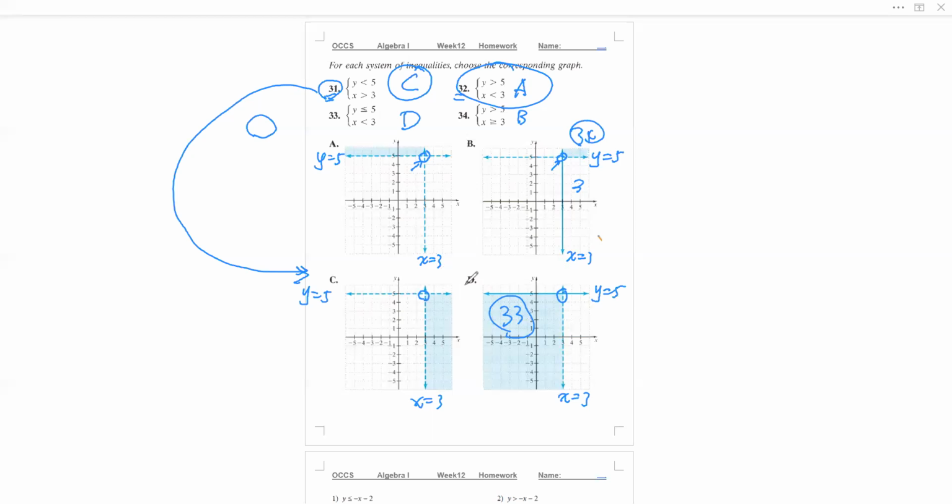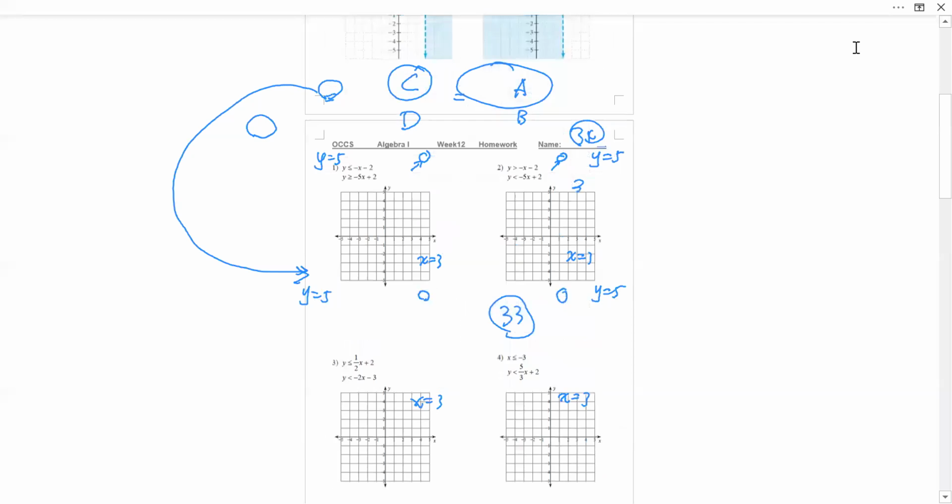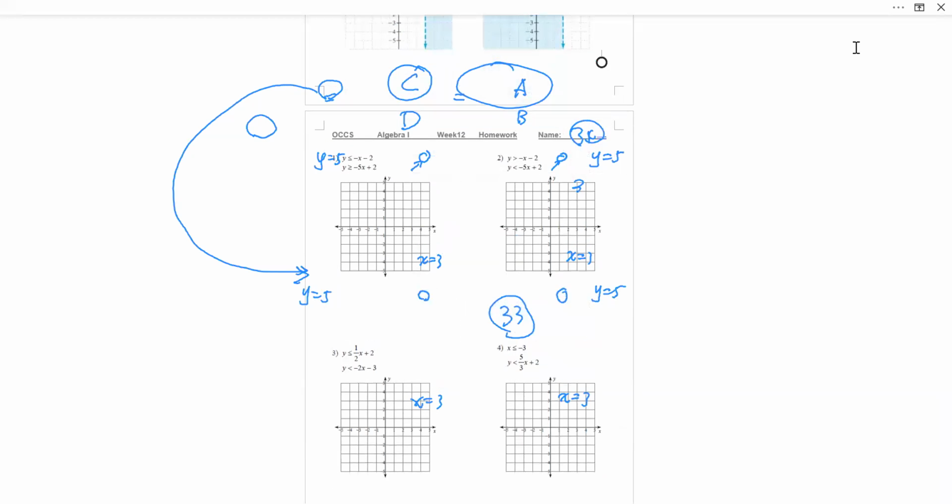Let me check whether anyone is still in the waiting room. Make sure everyone is coming. All right, everyone is in. That's good. Okay, so let's move on.